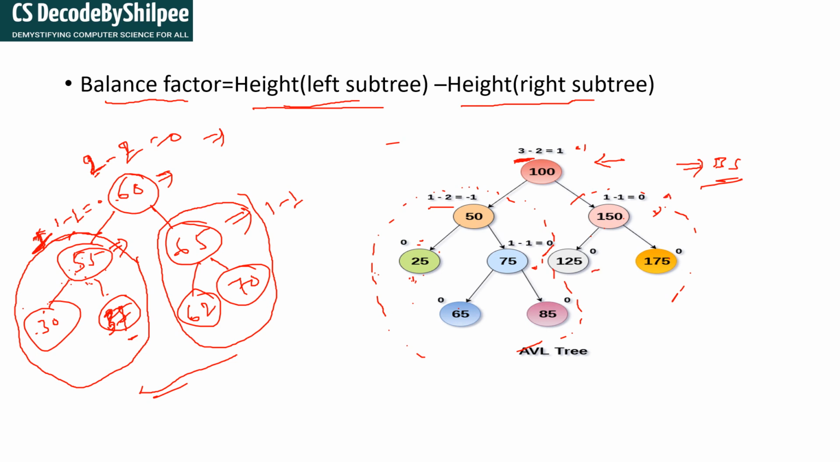And for 125, there is no left child, no right child. It means the height of the left subtree is 0 and the height of the right subtree is 0. So 0 minus 0, 0. Similarly for 175, no left subtree, no right subtree. So the height is 0. So this is the way of calculating the balance factor.